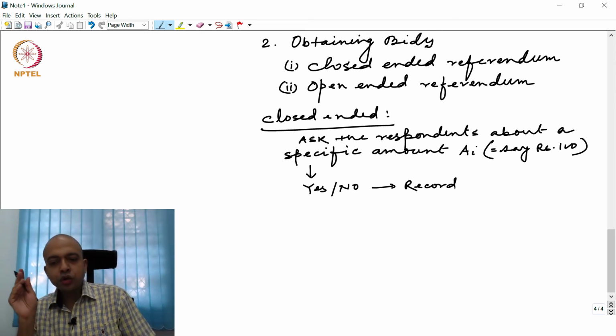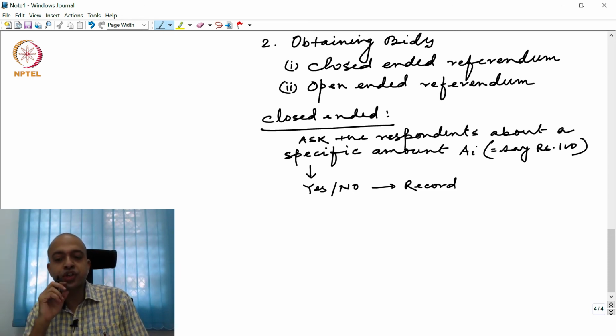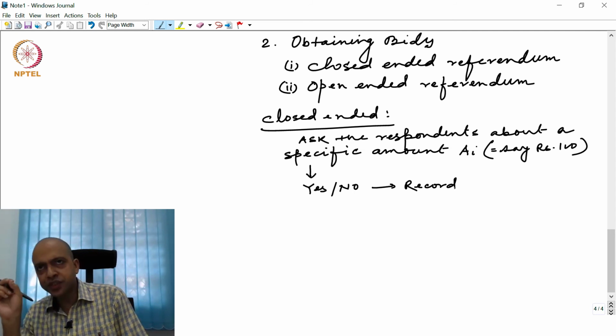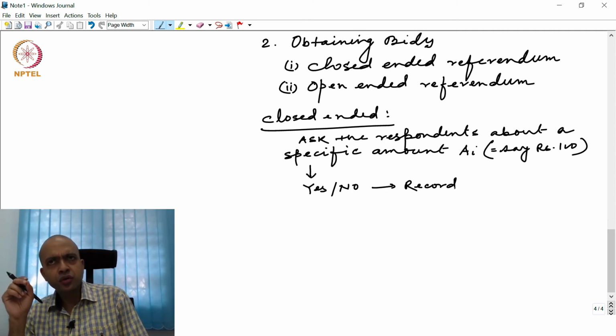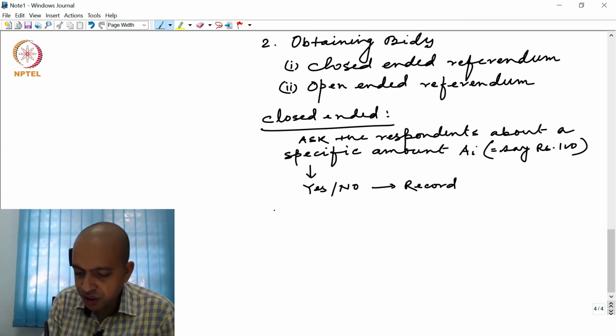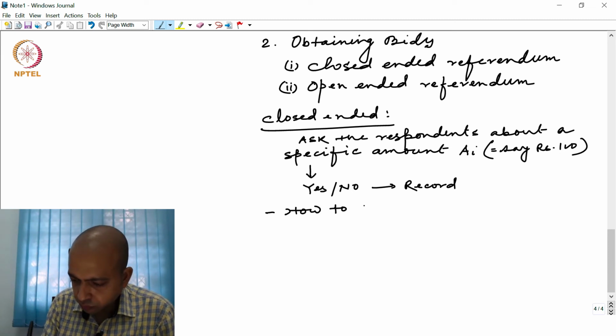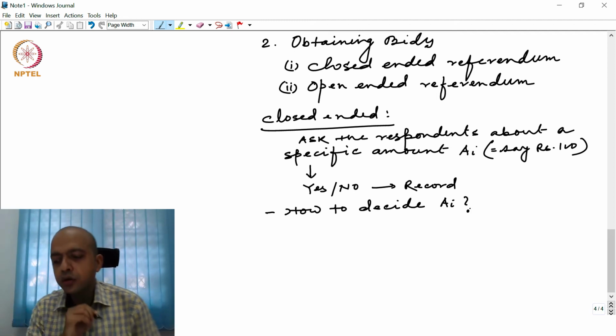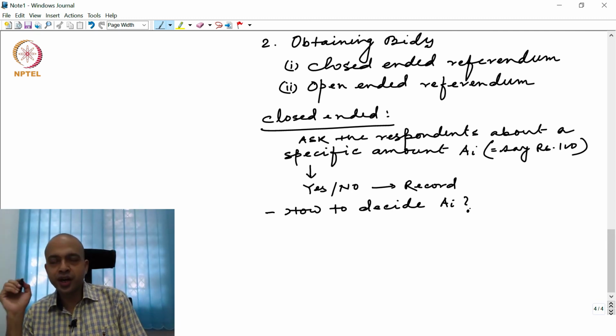Now, something we need to discuss in this particular case when you talk about this closed-ended referendum. We are saying that we will ask the respondent about a specific amount. Now the question is, how will you decide whether it is 100 rupees? So that means how to decide. The question is how to decide A.